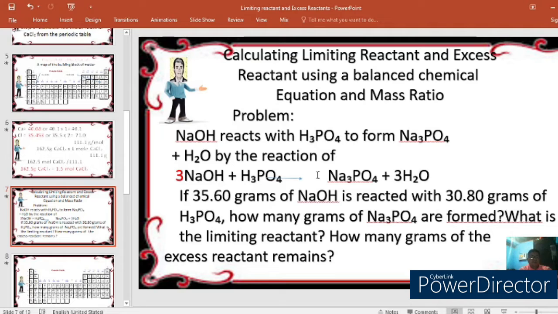So if 35.60 grams of sodium hydroxide is reacted with 30.80 grams of phosphoric acid, how many grams of sodium phosphate are formed? What is the limiting reactant? How many grams of the excess reactant remain? Okay, we have to solve these problems.